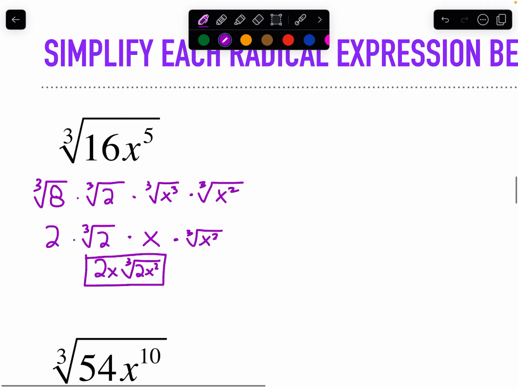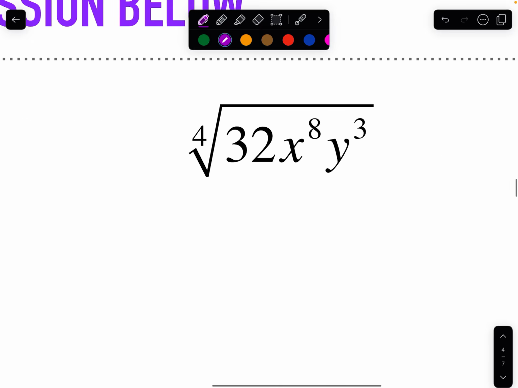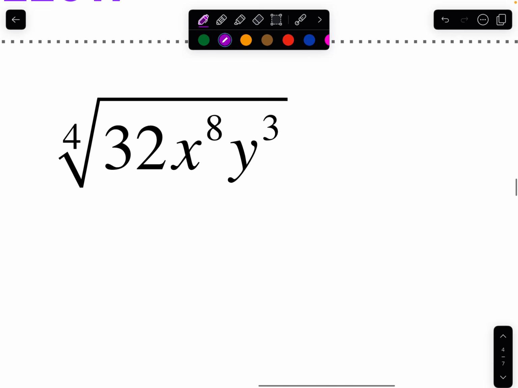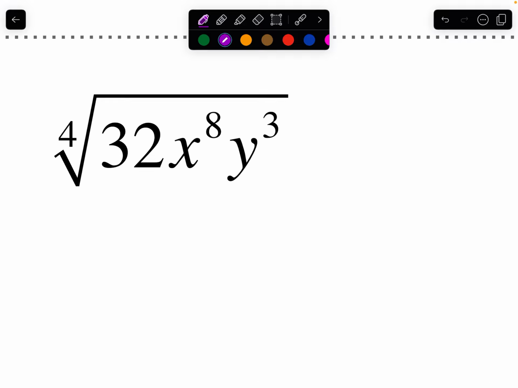Let's try one more example from this slide together. Let's try a fourth root example. Here's the fourth root of 32x to the 8th y cubed.